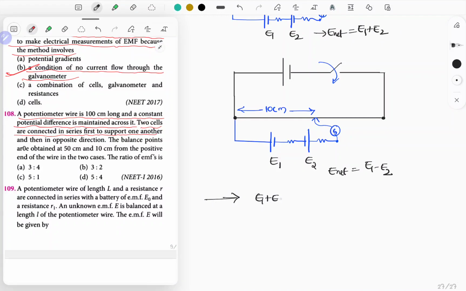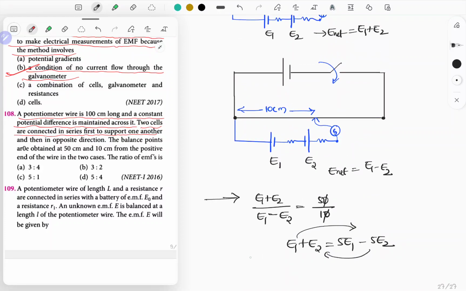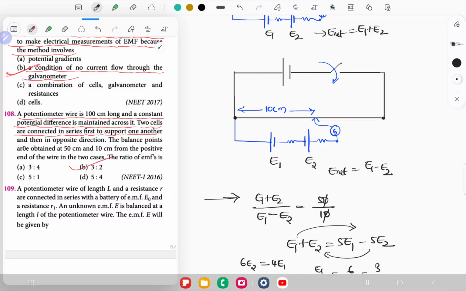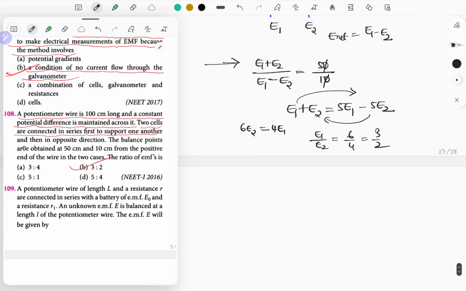Then it's going to be E1 plus E2 by E1 minus E2, which is equal to 50 divided by 10. Centimeter will get cancelled. So E1 plus E2 is equal to 5 times E1 minus 5 times E2. Send this E1 to the right side, this E2 to the left side. It's going to be 6 times E2 is equal to 4 times E1. The question is asking for the ratio of EMFs, that means I need E1 by E2. So E1 divided by E2 is equal to 6 by 4, which is equal to 3 by 2. Option B is the correct answer for question number 108. Hope you understand. This question is based on comparison of EMF of two cells. Okay, let's move on to the next question.